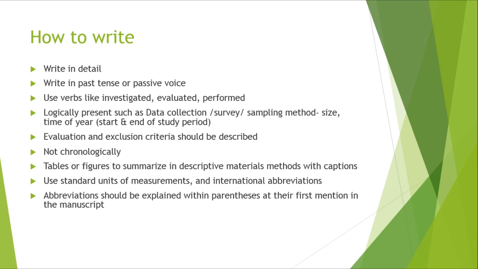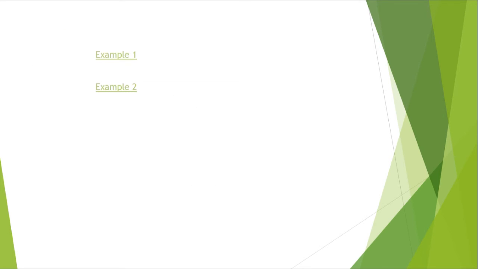Tables or figures to summarize: you can use certain tables or figures in your materials and methods to give a more concise understanding, or you can avoid them also. And do not fail to give captions to your tables and figures, which is very important. Always use standard units of measurement or SI units, and international abbreviations should be used wherever possible. These abbreviations should be explained within parentheses at first mention in the manuscript, and later you can just use the abbreviation and do not need to write the full form again and again.